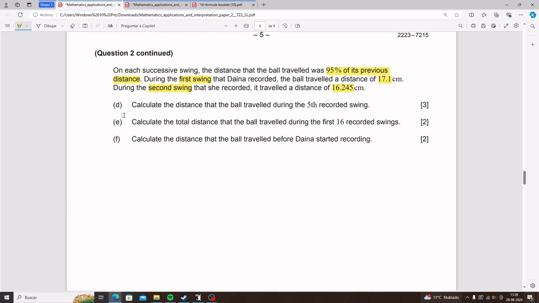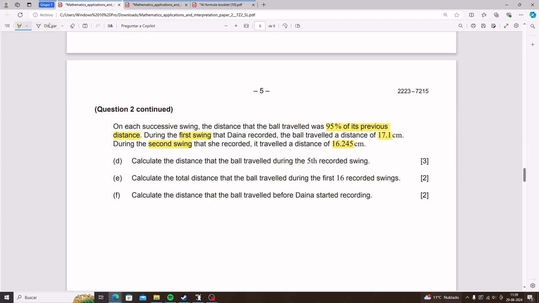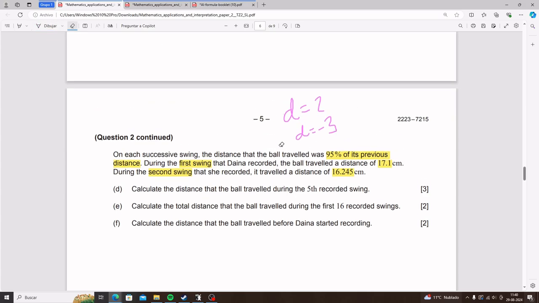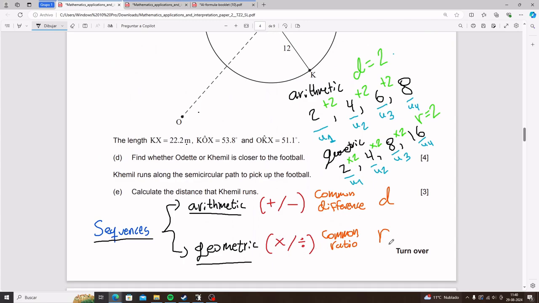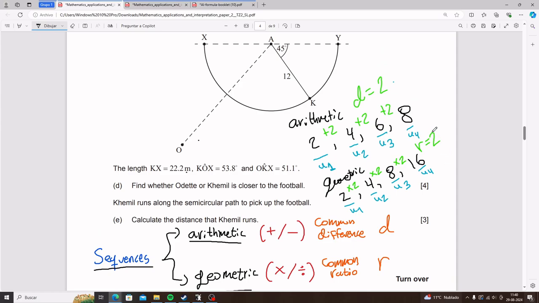So before even jumping into parts D, E, and F, we can already say if we're talking about 95%, well, this is clearly not like d equals 2 or d equals, I don't know, -3. We're talking about 95%. And so think about it this way. If we're not talking about +2, +3, +4, or -2, -7, -6, then it has to be a geometric sequence. So that's the first thing we can establish. It's a geometric sequence. Now, how does the geometric sequence work? Well, I did give a quick sort of trailer earlier. It's multiply or divide. You talk about a common ratio, and the example that I gave was r equals 2.